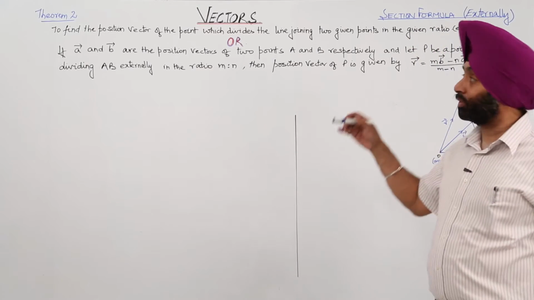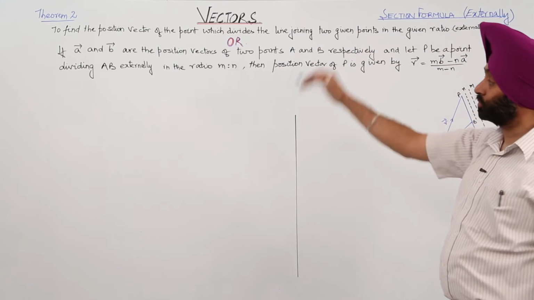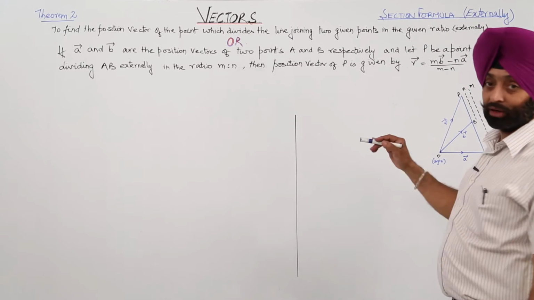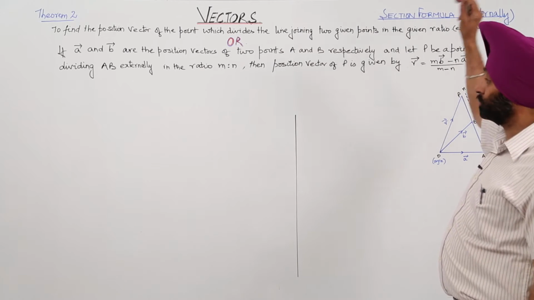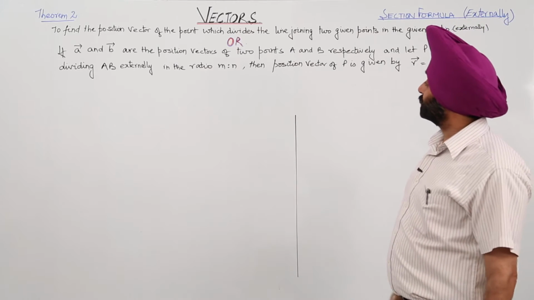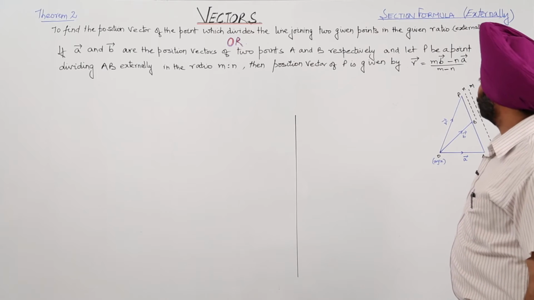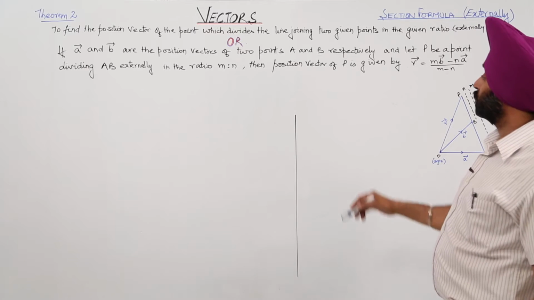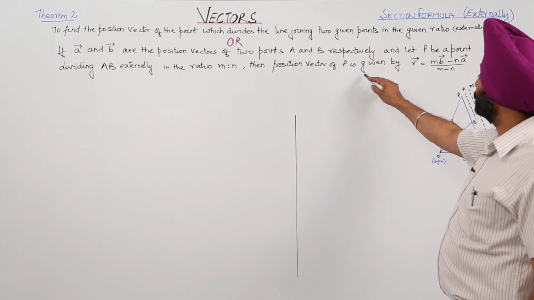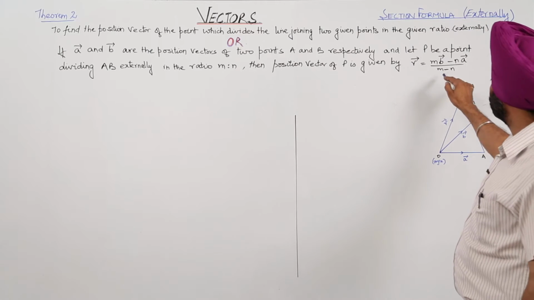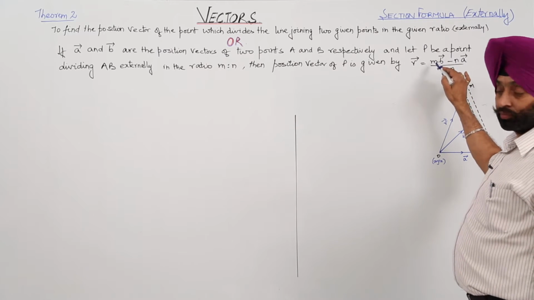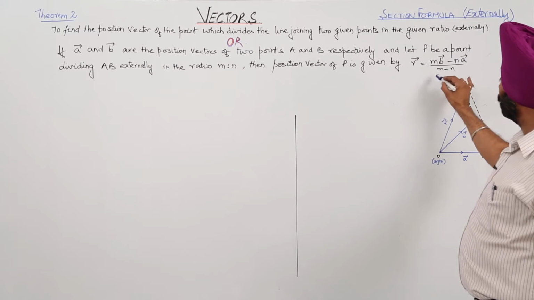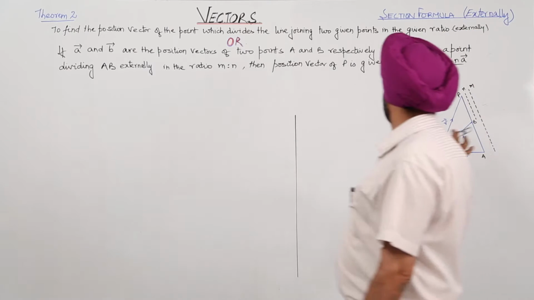Section formula for external division. Now it is theorem 2: to find the position vector of the point which divides the line joining the two given points in the given ratio, here externally. If vector A and vector B are the position vectors of the two points A and B respectively, and P is a point dividing AB externally in the ratio m is to n, then the position vector of P is given by vector R equal to m times vector B minus n times vector A upon m minus n. And here is the figure.